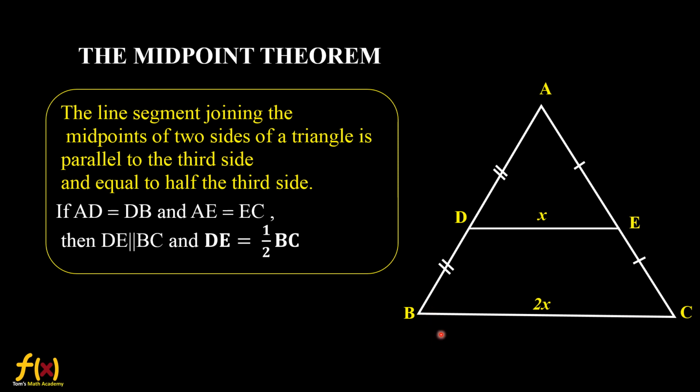Then this DE is parallel to the third side. What is the third side? BC. And at the same time it will be equal to half of the third side. If this is 2x, then this is x. So we can also use this information in some of the questions. That's also for this topic.